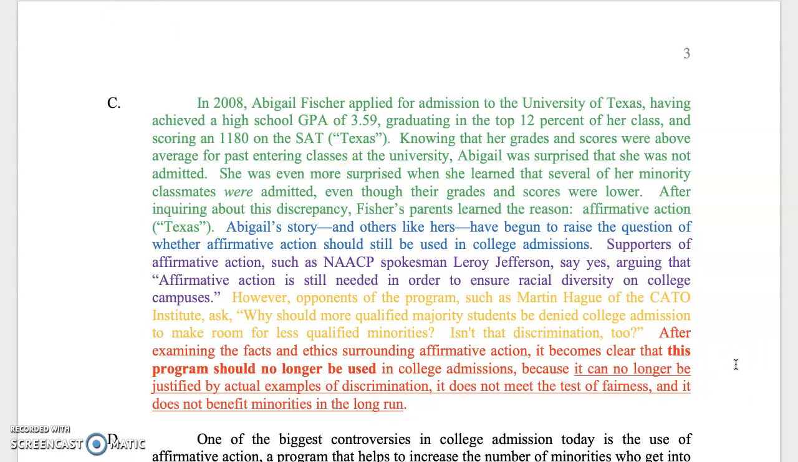It can no longer be justified by actual examples of discrimination. It does not meet the test of fairness, and it does not benefit minorities in the long run. So those are nice, specific reasons. I can actually tell what each one of those is. Just the first one, for example. Well, it's saying there's no actual examples of discrimination in college admission today, anyway, that would justify that. That's what they're arguing anyway. And all of these are very parallel, right? They're all clauses beginning with it, and then a verb, and so it's all nice and parallel. So that's our good example there.